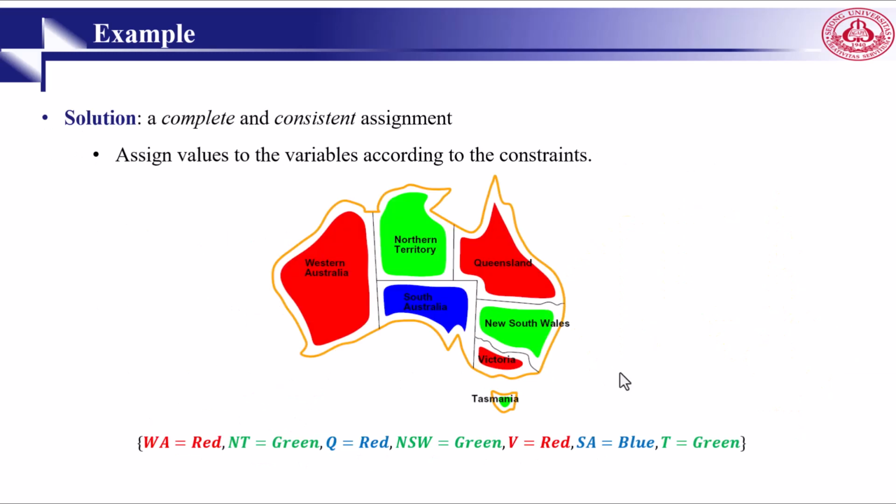And we want to have a solution that is complete and also consistent in terms of assignment. What does it mean? Complete means all the variables must have a value, and there is no variable left behind without a value. And it must be consistent. It means each variable gets a value from its own domain and no constraint is violated. So for example here, WA can get red, NT can get green, then Queensland can get red, right? Because it's not a neighbor of WA. Then NSW can get green, V can get red, SA can get blue, and Tasmania can get any color because it's not a neighbor, right? It's an island.